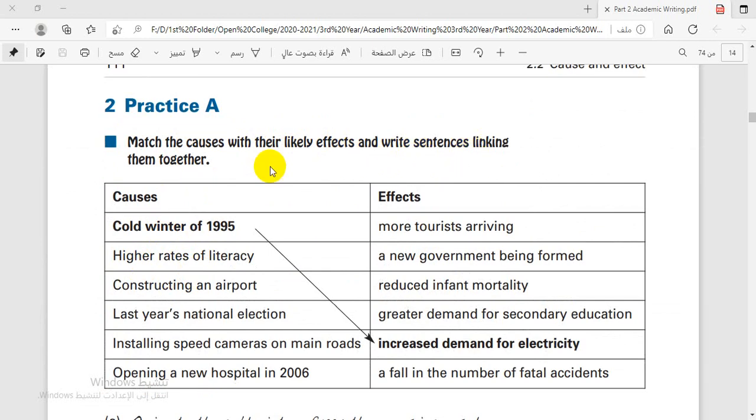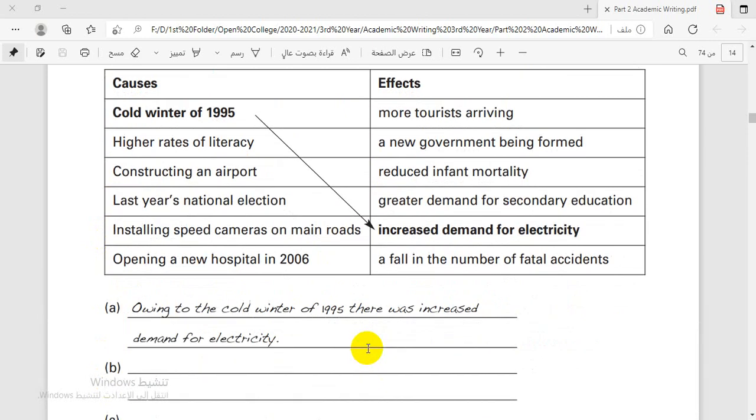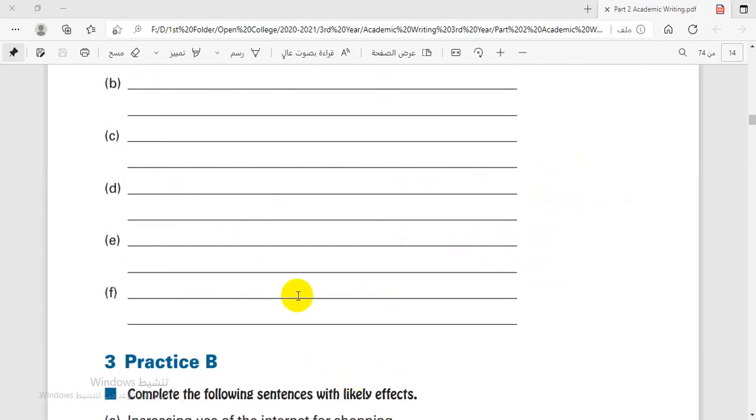Before we start doing this, I'd like you to put numbers for these causes from number 1 to number 6, and write letters for the effects, from letter A to letter F, and I'd like you to join them and put them completely in these lines.